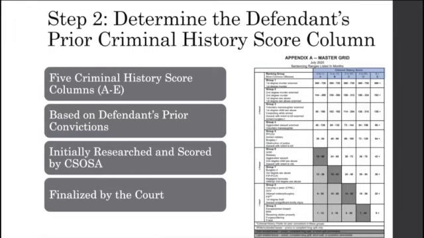So we're not scoring prior contacts, different pieces of information. This is prior findings of guilt. Now, this is initially researched and scored by CSOSA in the pre-sentence report. That information is then shared with the parties, and then ultimately it's finalized at the sentencing by the court.